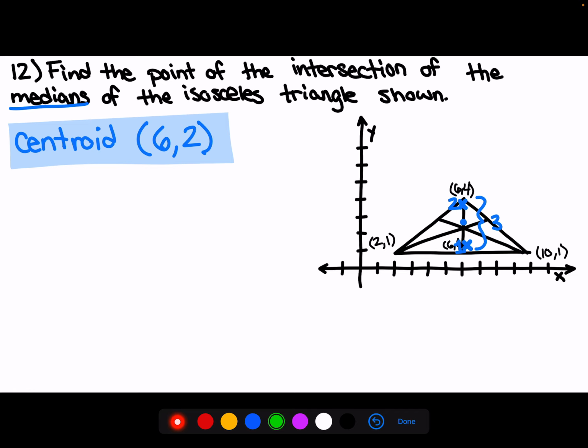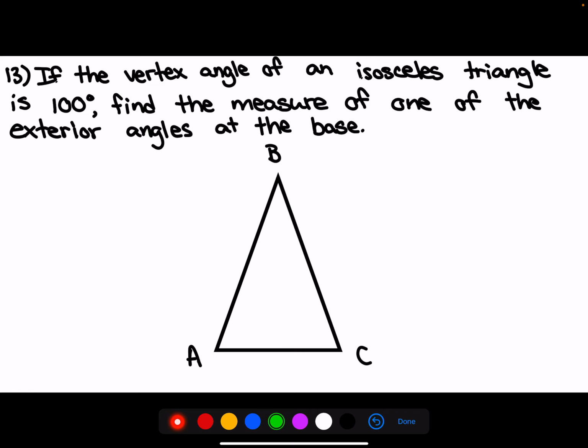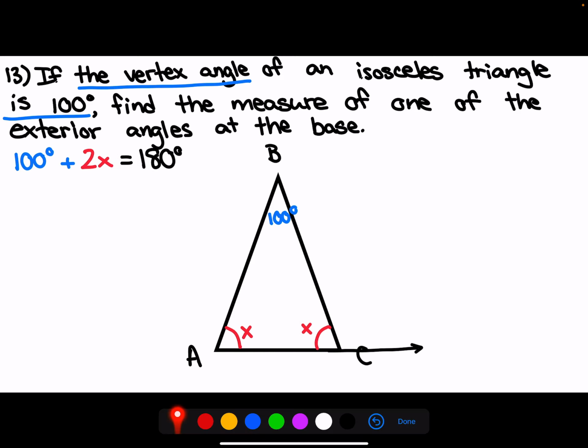All right, next up, number 13. The vertex angle of an isosceles triangle is 100 degrees. Find the measure of one of the exterior angles at the base. So first thing I'm going to do is label the vertex angle as 100. It's isosceles, so I can mark base angles as congruent as well. So I have 100, and then I have x and x. I'm also going to extend it out so that we can see this exterior angle here.